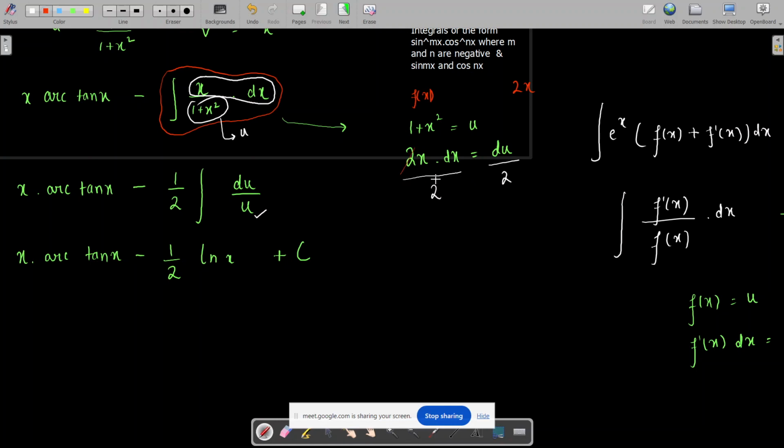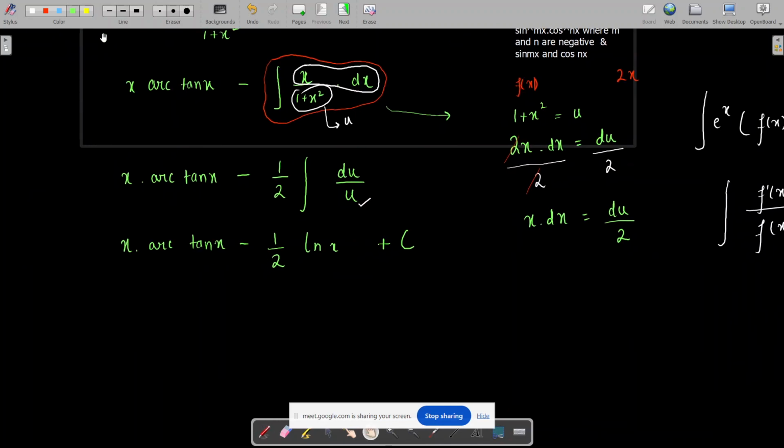Because you're trying to get x dx? I'm trying to get x dx. So I just need to eliminate this 2. Then in the next step I get x dx equals du over 2. And that's what I have substituted here.